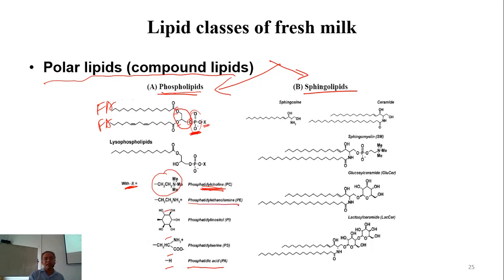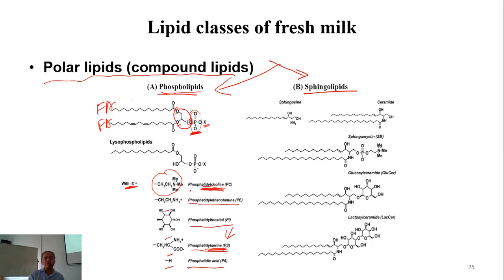Phosphatidylethanolamine, phosphatidylinositol, phosphatidylserine. This one is now confirmed to have a function in the brain. For example, old people may lose their memory, they have Alzheimer's and so on. When they take phosphatidylserine, they can somehow improve recognition and perception. What I mean is, polar lipids occur at low concentration, but normally we don't have enough, and they play important roles in our body.